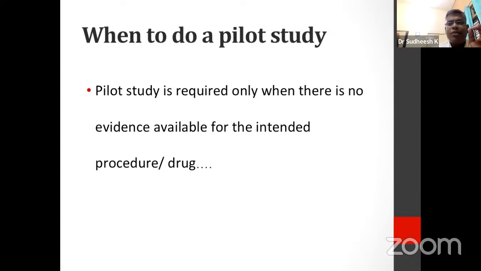Let us say you are using buprenorphine 1 microgram. There are various studies which have been published with buprenorphine 1 microgram, but you are trying to do a study based on 0.5 microgram per kg body weight. So at that point of time, the pilot study is not required for 1 microgram. It's only required for 0.5 microgram.